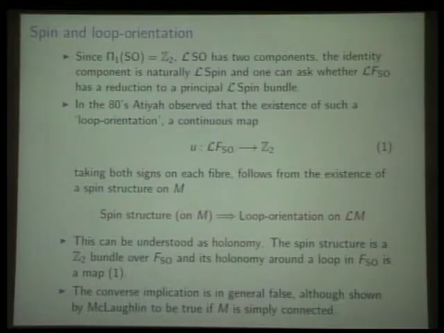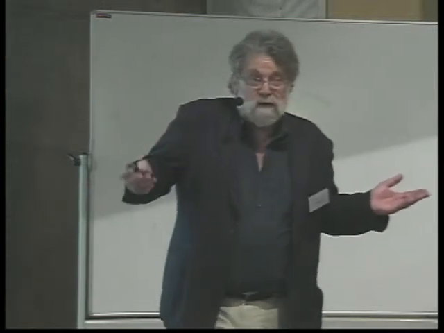Okay, so let me just go through the simple case of spin and orientation. The question is, how are these two things that I've just discussed related, if at all? I've talked about this tower of structures, and then there's the loop manifold. And a priori, there's no relationship between them.